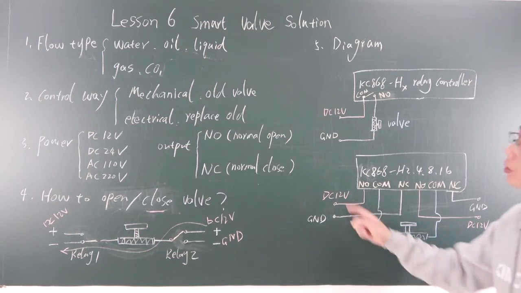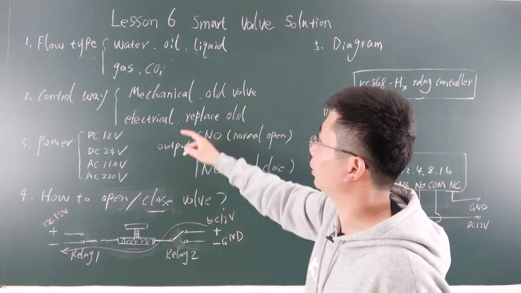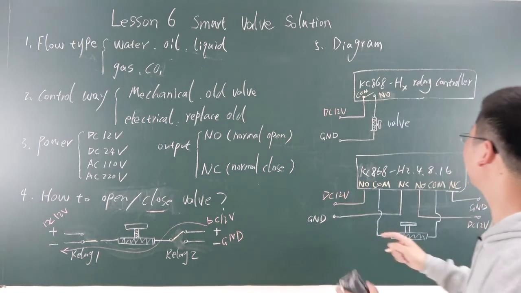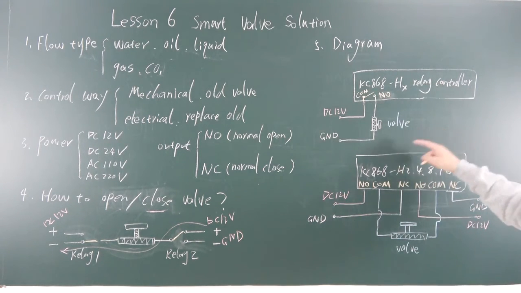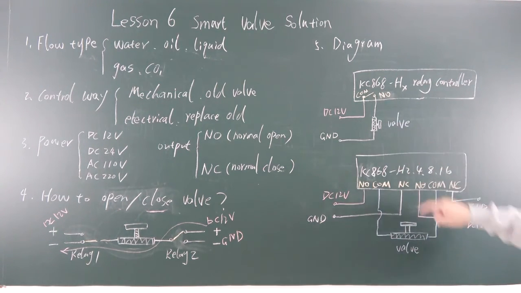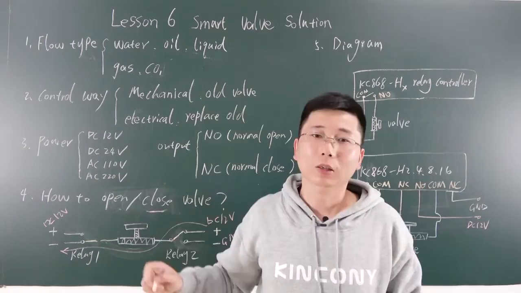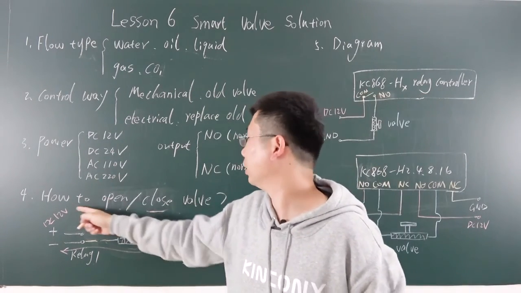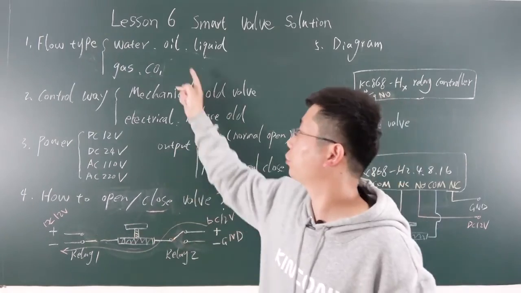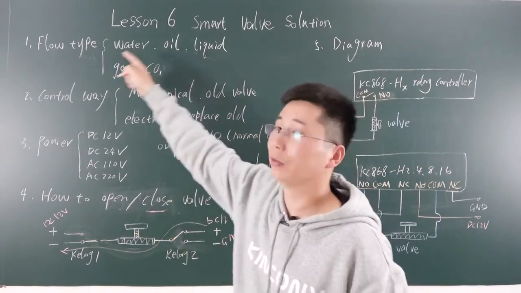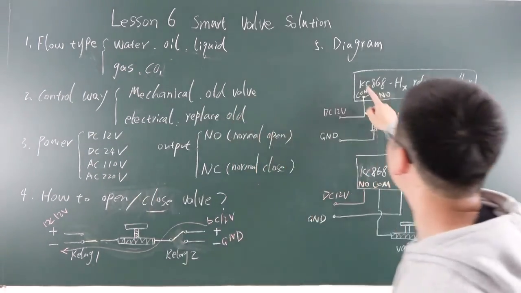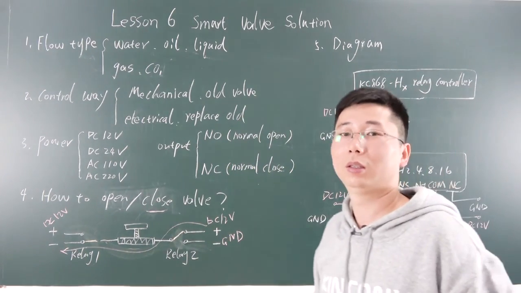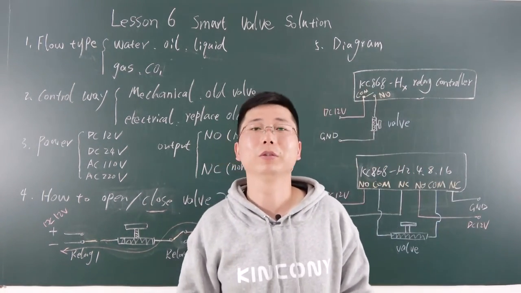So these are some kinds of valve, the control way, the power and the output used for the relay controller to control different valves for the solution. Okay, this is the principle of the valve, how to control open and close, and how to choose by this fact. And you can also make the diagram to control the valve and make it smart. Okay, thanks for watching. See you next lesson.